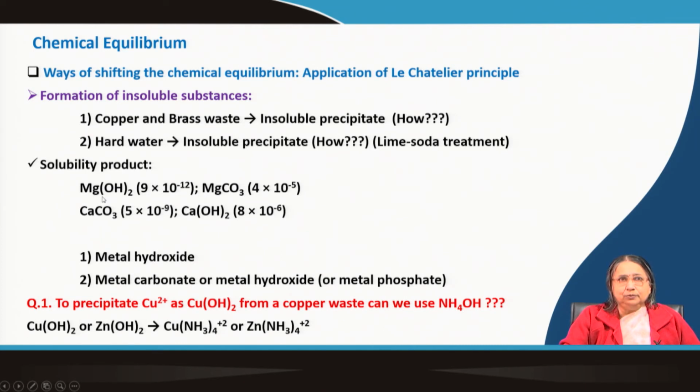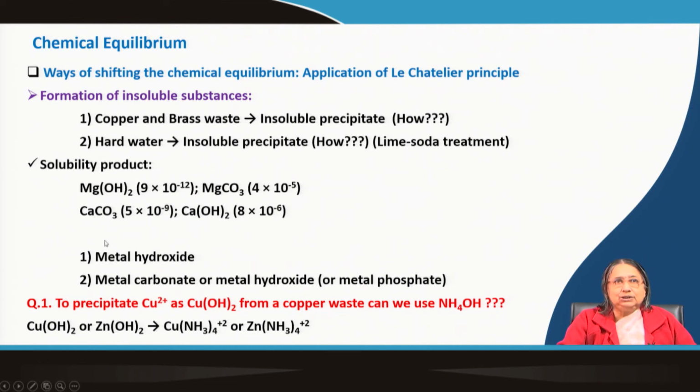In case of magnesium removal, if we consider magnesium hydroxide and magnesium carbonate, then this value is nothing but the solubility product. I will tell you about the solubility product in my next lecture. If we look into the solubility product values, then we can easily tell that magnesium hydroxide is more insoluble compared to magnesium carbonate. Magnesium carbonate is to some extent soluble, but magnesium hydroxide is more insoluble. So, it is always preferred to remove magnesium as magnesium hydroxide.